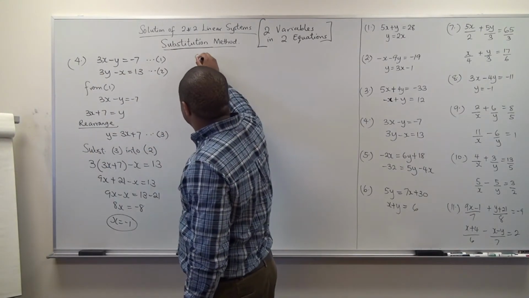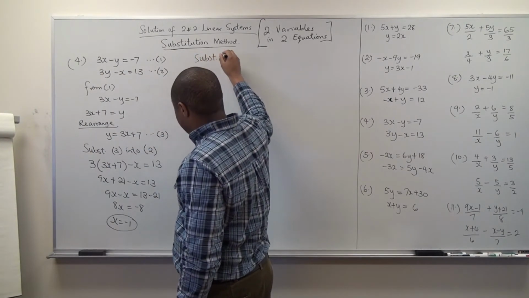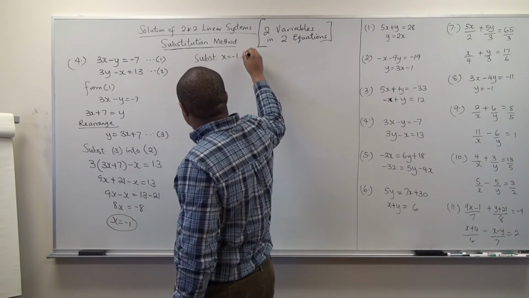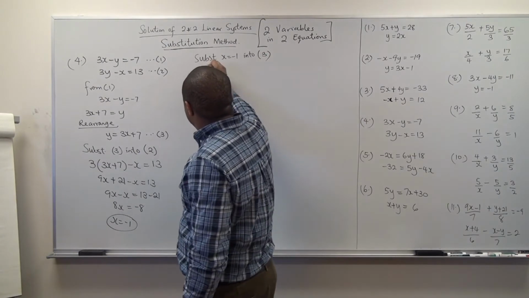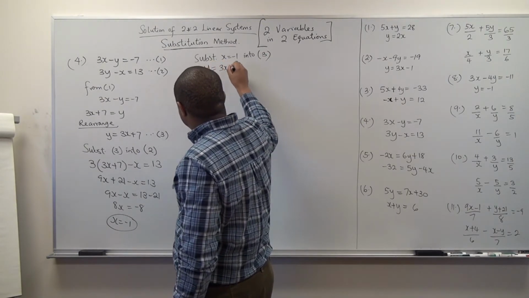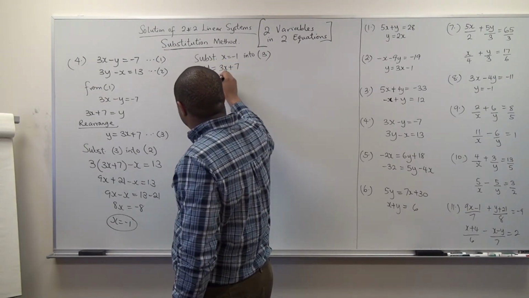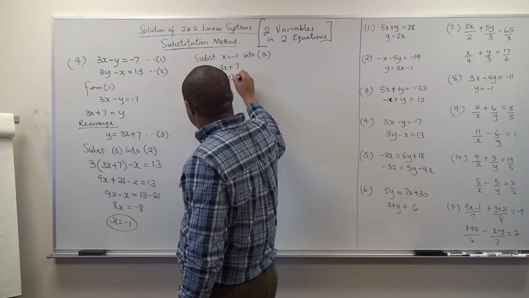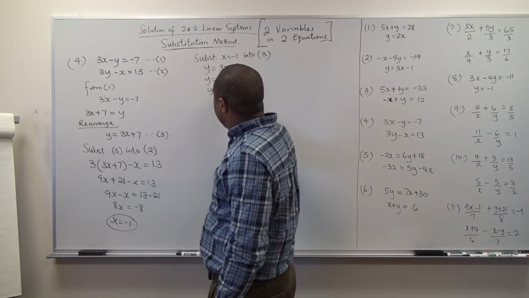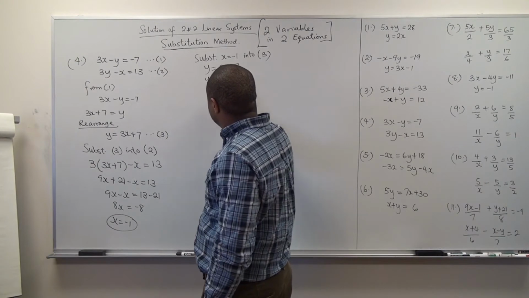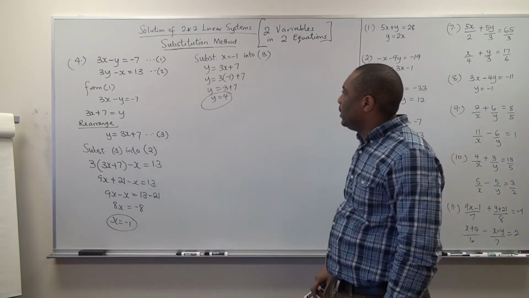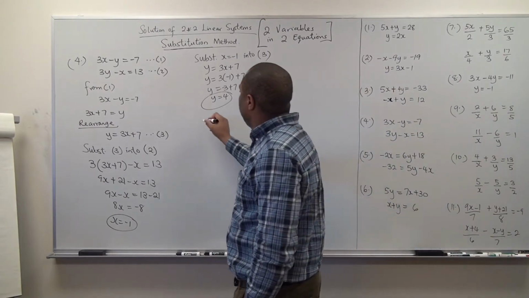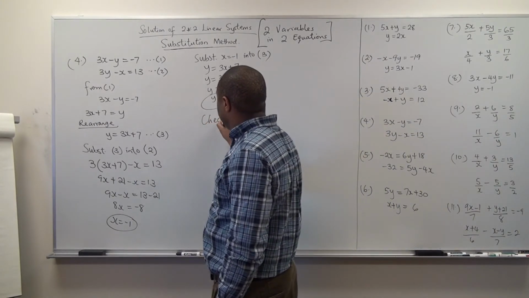And then you can also find your y now. You now substitute x equal to negative 1 into equation 3. So y will be 3x plus 7. y will be 3 times negative 1 plus 7. y will be negative 3 plus 7. And y will be 4. Alright. The next thing we do is to check our work.